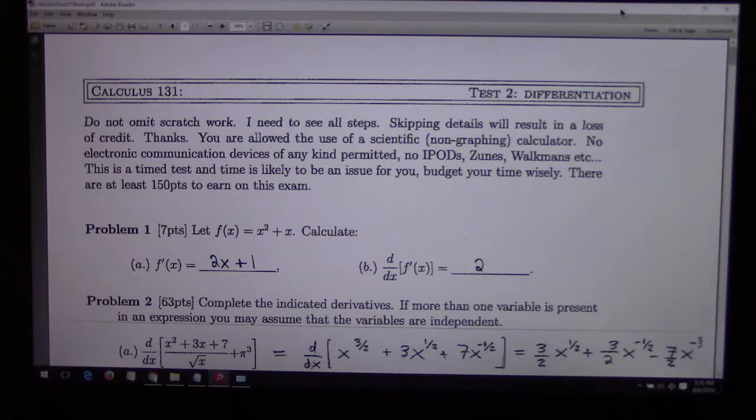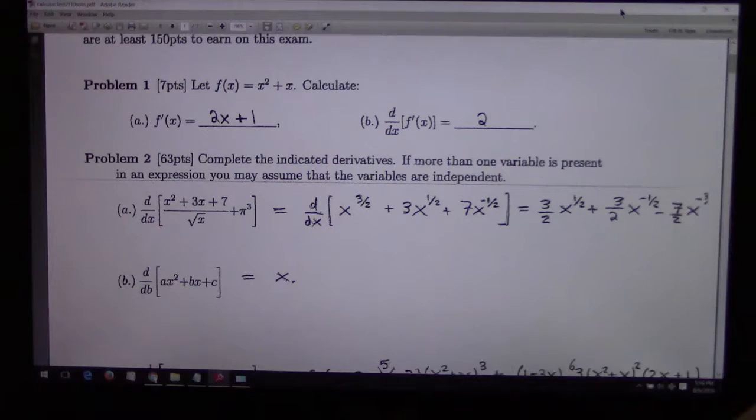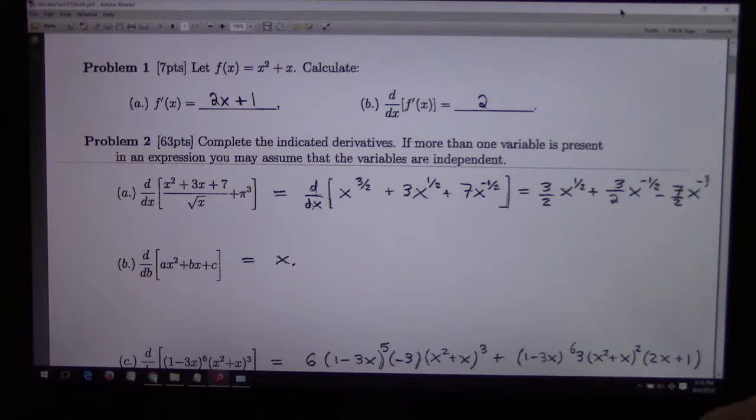Alright, so this is test 2 from Calculus 1 of 2010. I'm not really going to explain everything in here. I have posted the solutions, and the blank ones are there for you to work through. I just want to comment on anything that needs further comment. Let's see here.